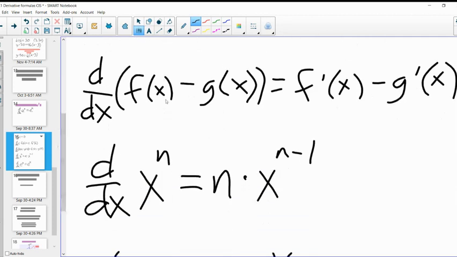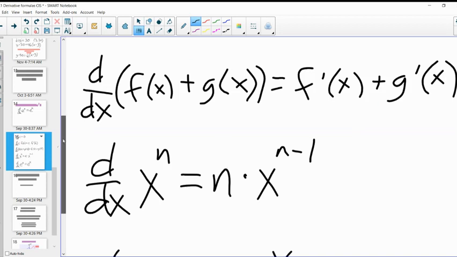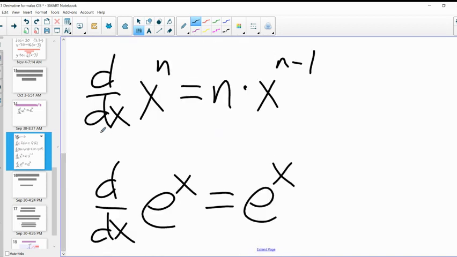The derivative of a difference, the derivative of f minus g, is equal to the derivative of f minus the derivative of g. And if I add some plus signs, it doesn't change anything. I should probably add the right color plus signs. We hate to mix our blacks and blues. The derivative of f plus g is f prime plus g prime. The power rule is next. The derivative of x to some power is that power times x to the power minus 1. And then finally, the derivative of e to the x is e to the x.